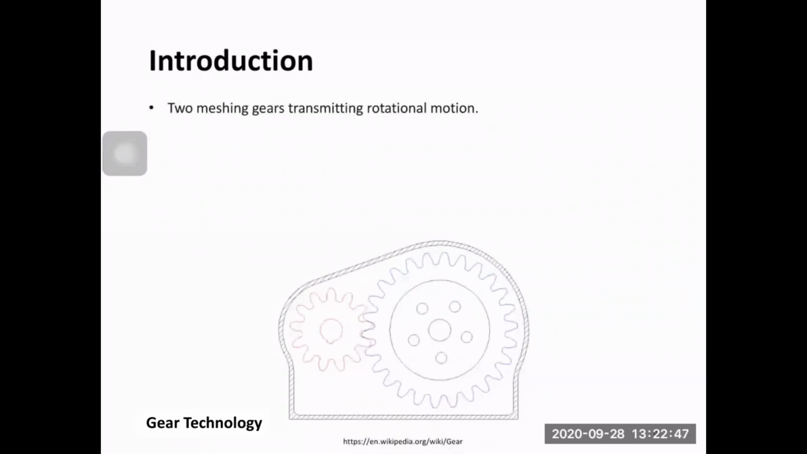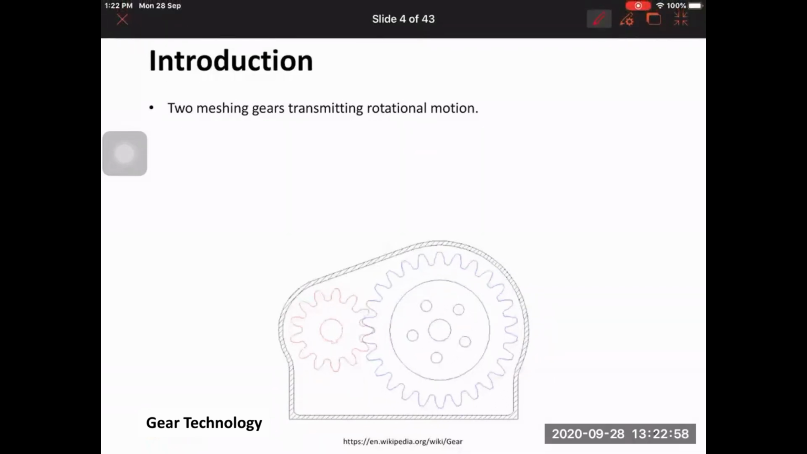So what you see here is two gears. They are meshed together. They are used to transmit rotational motion. So if, for example, here you have the center point of the first pinion gear, and here you have the center point of the wheel, right? Then you consider that you have a shaft here.